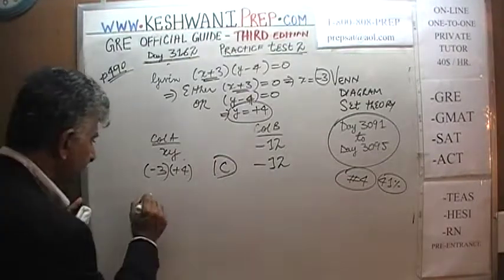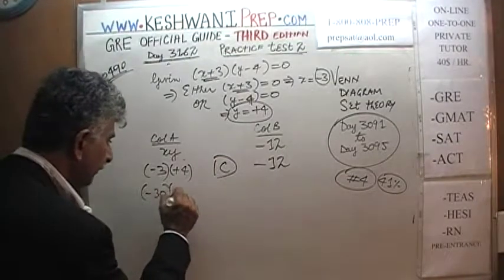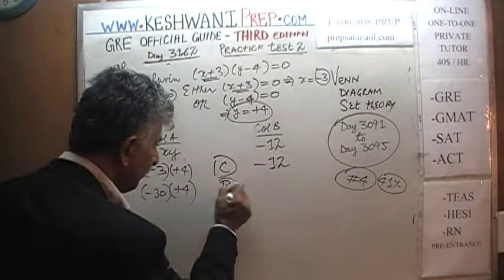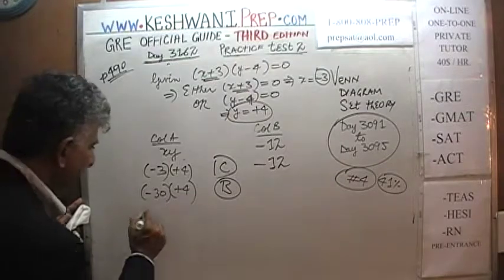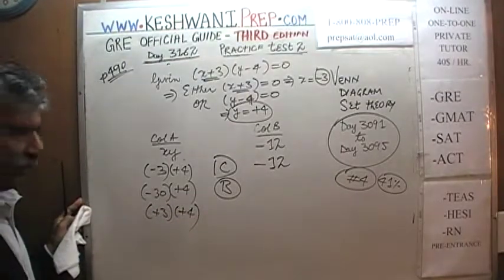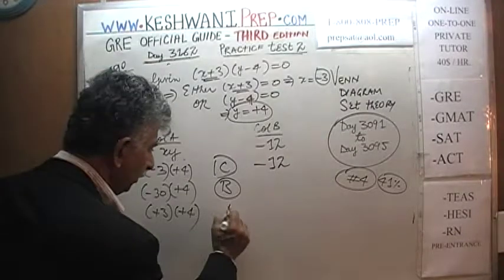Or maybe instead of negative 3, maybe x is negative 30. In which case, we'll get negative 120, in which case the answer will be B. Or maybe x is positive 3. Positive 3 and positive 4 is positive 12. Here we have negative proof, so maybe it's A.